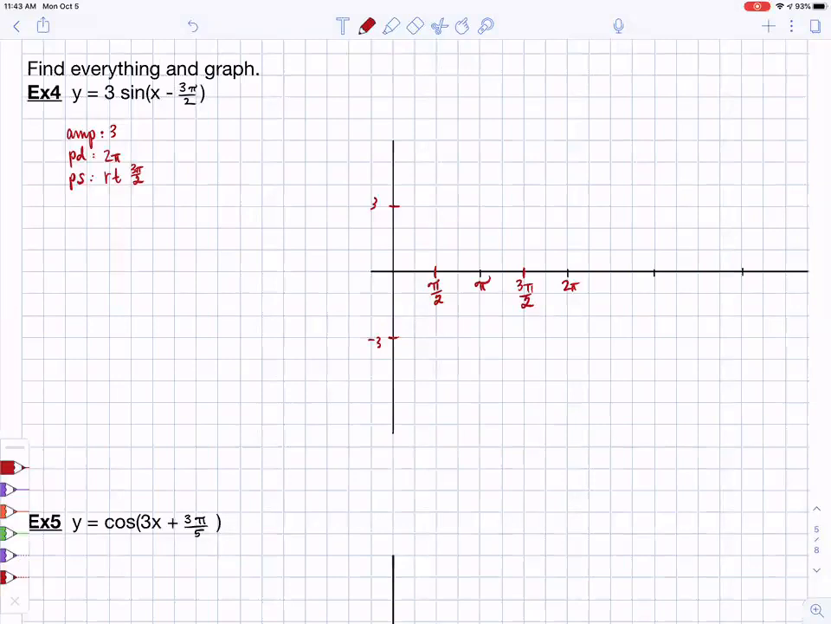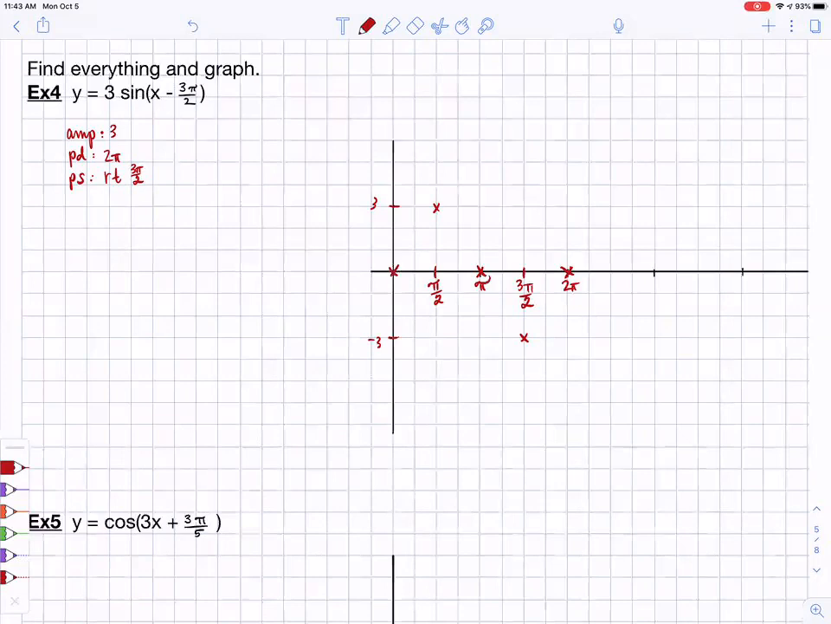Where do my 5 magics begin for this guy? At the origin. From there it goes to the max, and then from there it goes x-axis, and from there min, and then last back to the x-axis. So I just drew some x's where my 5 magic values would have occurred if I didn't have a shift. Okay, you ready?